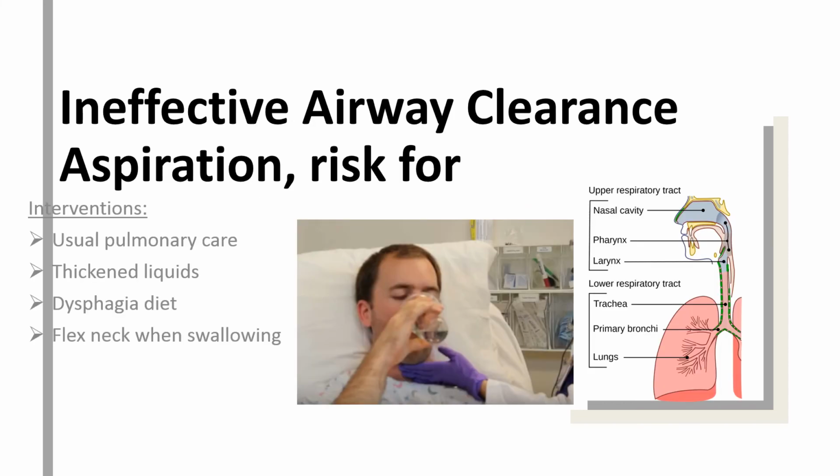For ineffective airway clearance and the risk for aspiration, nursing interventions include providing pulmonary care. If ineffective airway clearance is severe, suction will be required. We want to give them thickened liquids. We want to give them a dysphagia diet. Sitting at a 90-degree angle or sitting in a chair for meals. And you can see these are repetitive of previous interventions, but still very important. And neck flexion when swallowing will help prevent aspiration.